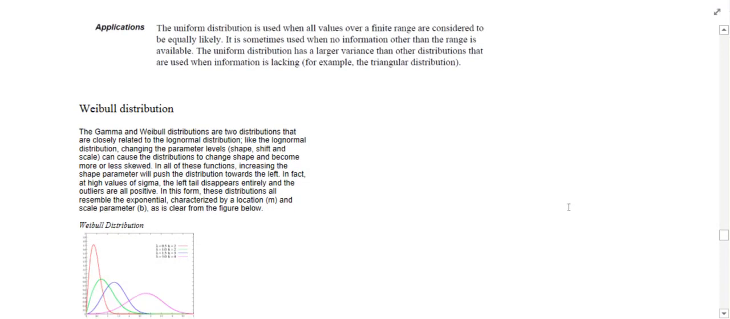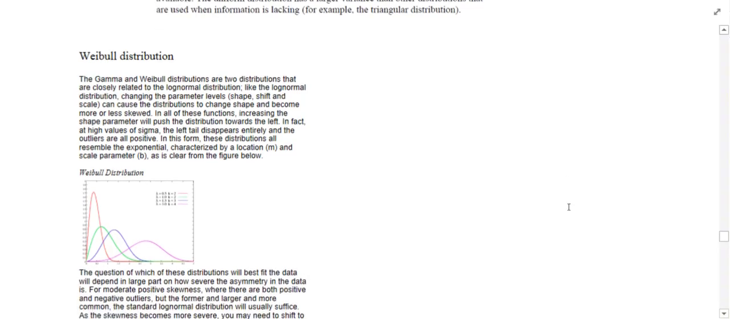Okay, the Weibull and gamma distributions are two distributions that are closely related to the log normal, which we've talked about, as well as the gamma rather. And like the log normal, changing parameter values, shape, shift, and scale can cause the distributions to change shape and become more or less skewed. You can see that from the graphs here.